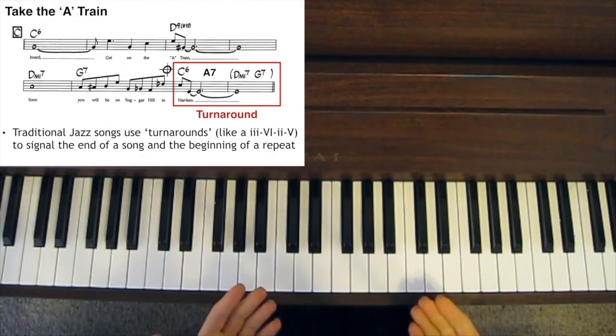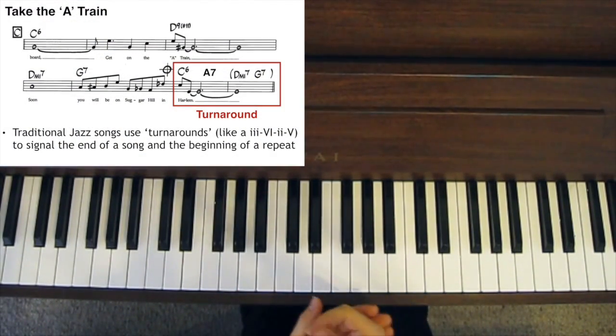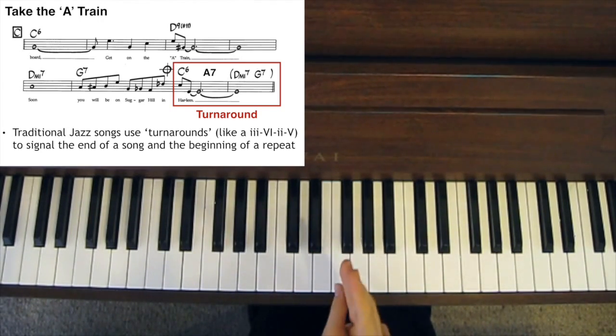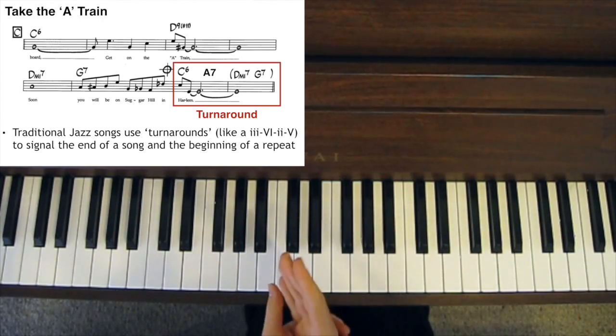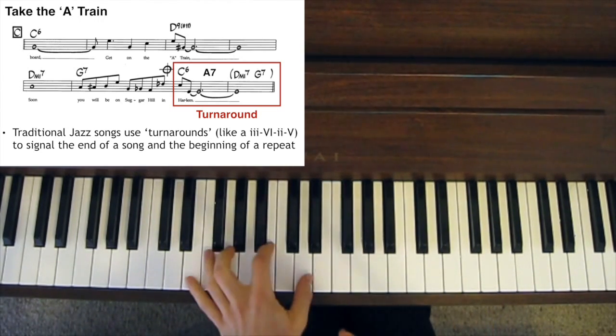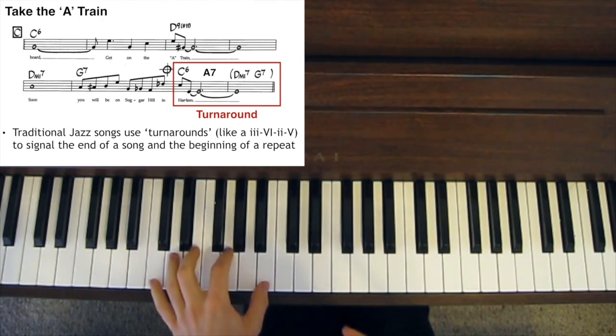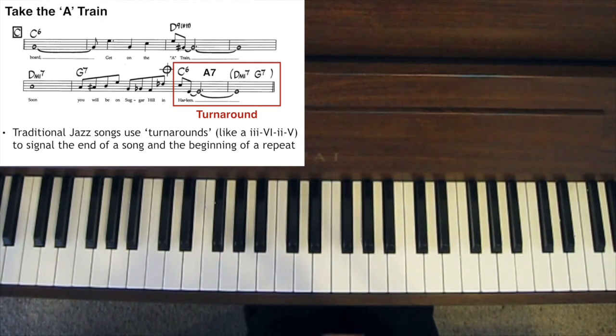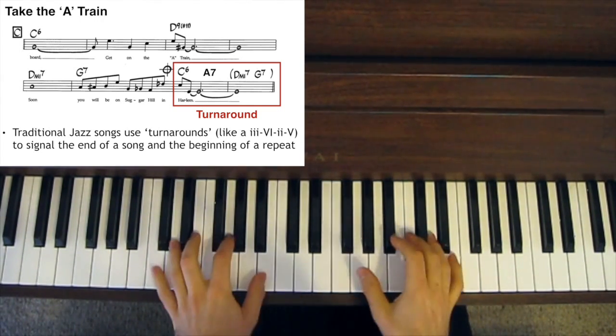Now, a traditional jazz song would generally include a turnaround at the end of the song to make it clear that the song has ended and that you're about to go back to the beginning for another repeat and another go through that song. And a typical turnaround could just be a 3-6-2-5 or 1-6-2-5. For example, the last section of Take the A Train goes as follows.